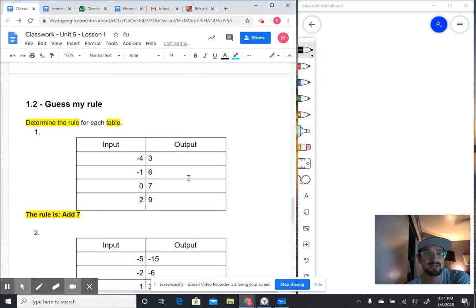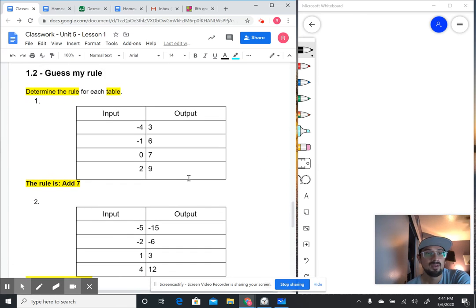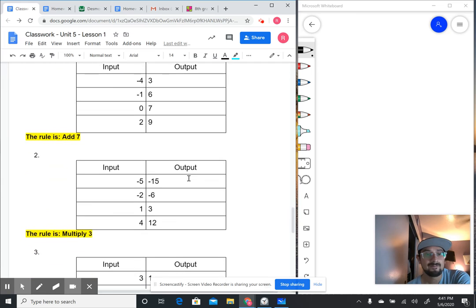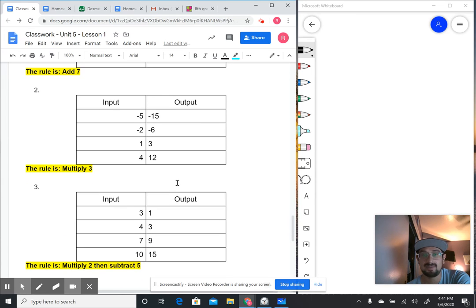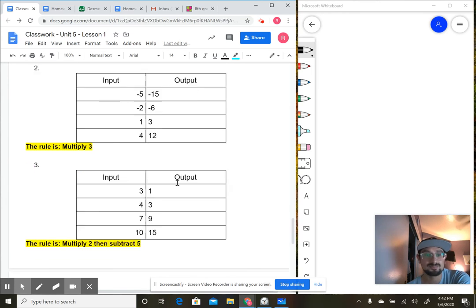So now from this one, guess my rule. You are to look at the table and see what the rule is. Negative 4 plus 7 is 3. Negative 1 plus 7 is 6. 0 plus 7 is 7. 2 plus 7 is 9. So the rule is add 7. For this one, the rule is multiply by 3. Negative 5 times 3 is negative 15. Negative 2 times 3 is negative 6. 1 times 3 is 3. 4 times 3 is 12. So the rule is multiply by 3 for this one.